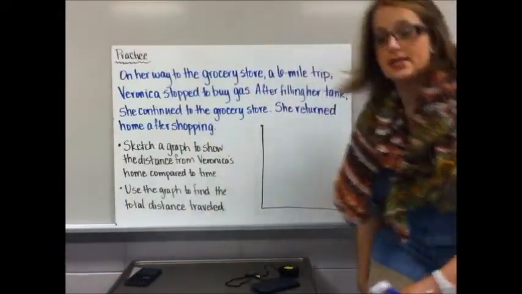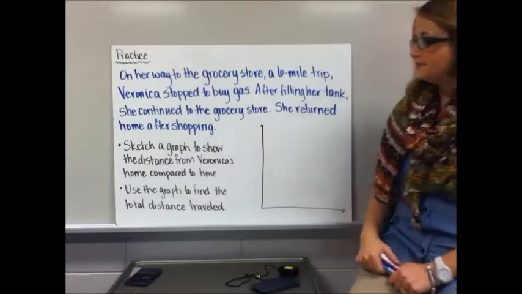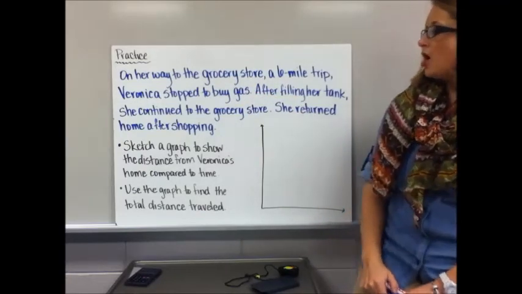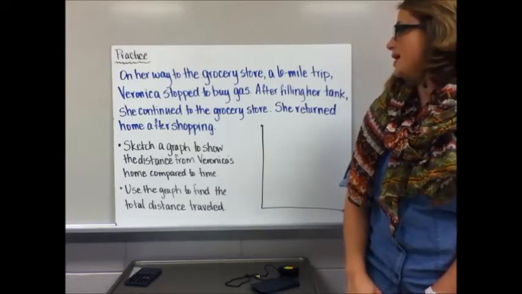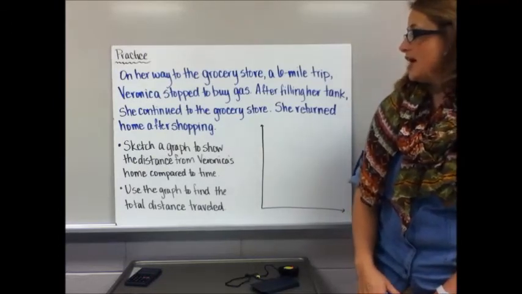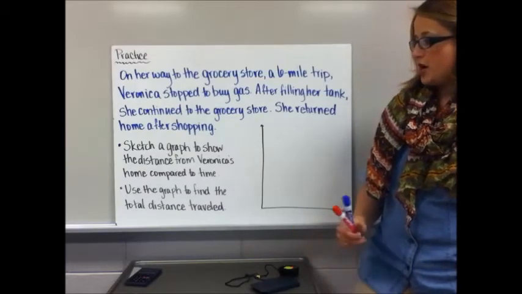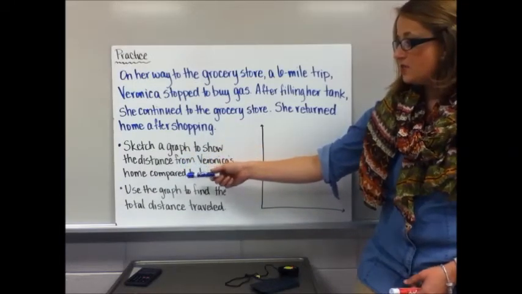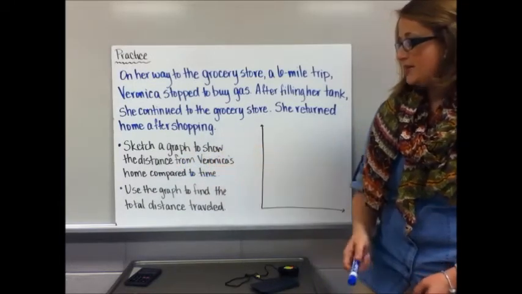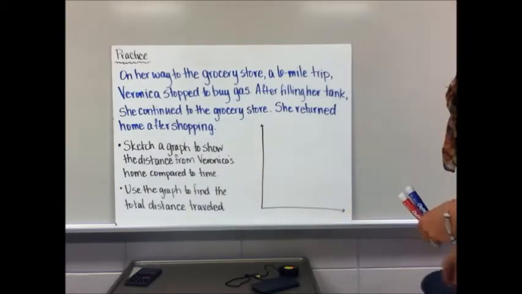Now you can practice this. Read this prompt and attempt to sketch that graph. On her way to the grocery store, a 6-mile trip, Veronica stopped to buy gas. After filling her tank, she continued to the grocery store. She returned home after shopping. So you need to sketch a graph to show the distance from Veronica's house compared to time, and then use that graph to find the total distance traveled.